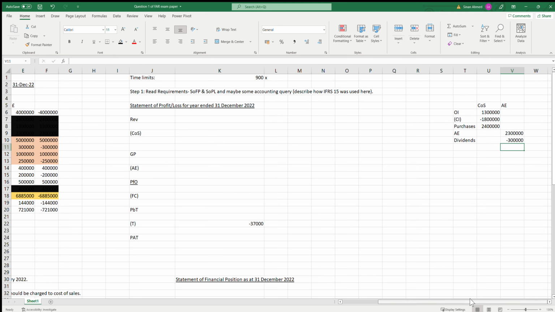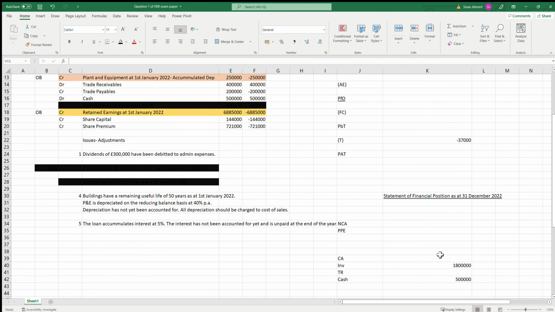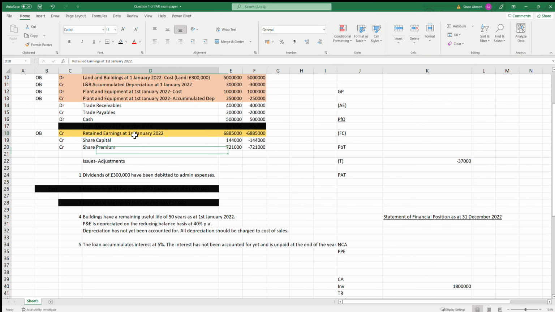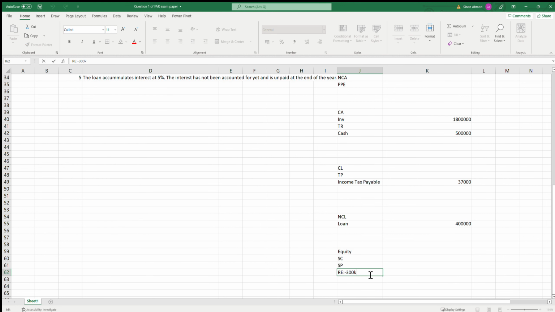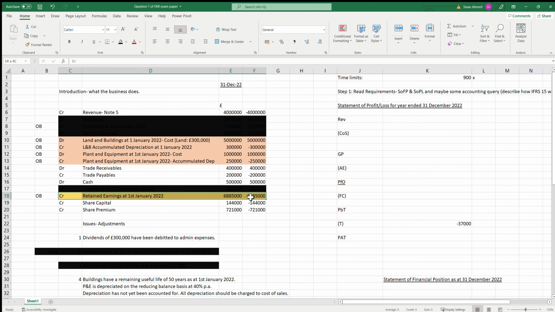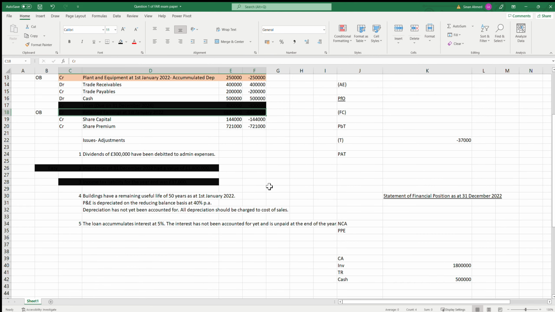Okay, fine. Where does the other side of that entry go? Well, it goes to retained earnings, okay? So I'm just going to put minus 300k here. And why not put my opening balance in? So it's 6885k. I'm just going to add 6885k. Okay, and I'm going to eventually put in my profit for the year figure. So I'm just going to put PFY just to help me remember that I need to do that. Okay, so I'm just going to highlight that. And we've dealt with this one now.